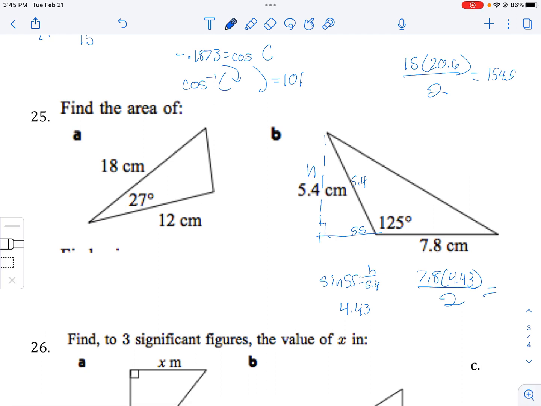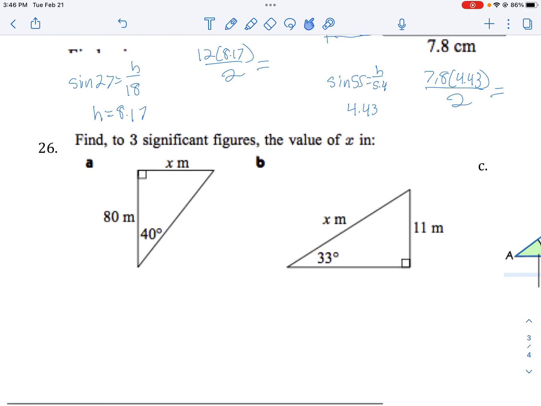So this one, let's see, base times height divided by 2. So if I was to draw on a height here, might draw it right down here. Maybe that's the height. So the sine of 27 equals h over 18. So you have 18, the sine of 27. So height is 8.17. So we have 12 times 8.17 divided by 2, and we can see what that is. And then our last couple as well.